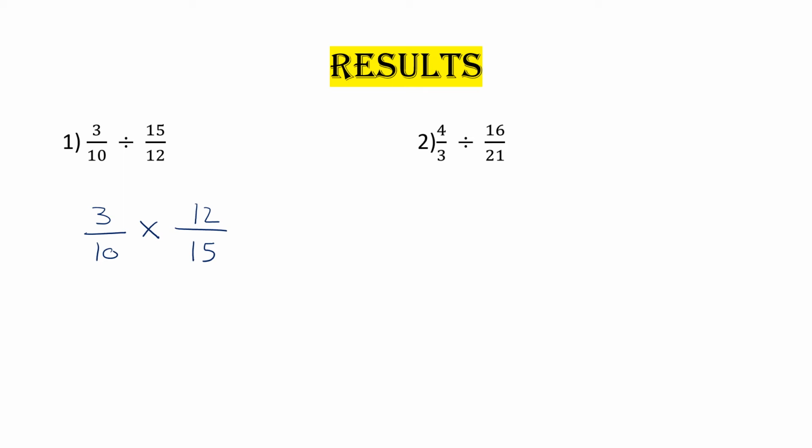I will go 3 and 15. So 3 could go into itself once, 3 could go into 15 5 times. I could do 12 and 10. What number could I use here? The biggest number I think is 2 still here. So 2 could go into 12 6 times, 2 could go into 10 5 times.